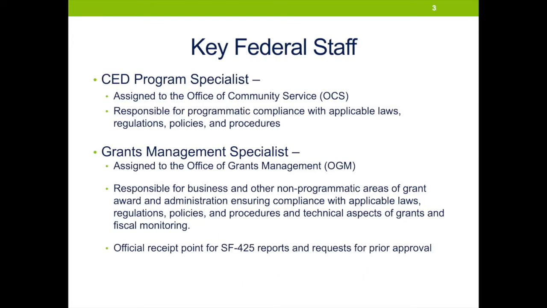Before we start talking about what to expect during a CED on-site monitoring visit, we will need to mention key federal staff. Assigned to each grant are 2 federal staff that assist with the monitoring of your grant award. The Office of Community Services, or OCS, and the Office of Grants Management, or OGM, jointly support the CED grant. OCS and OGM have different areas of responsibility and expertise. However, the roles are distinct but complementary.